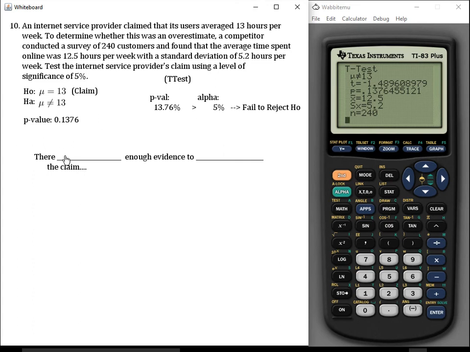Okay, so the first blank is either going to be is or is not. The decision comes down to the previous step. So since I failed to reject the null hypothesis, I'm going to put is not here. If I had rejected the null hypothesis, I would put is. And then here, the original claim was the null, so I'm trying to reject it. If the original claim was the alternative, I'd be trying to support it. So there is not enough evidence to reject the claim that its users average 13 hours per week.